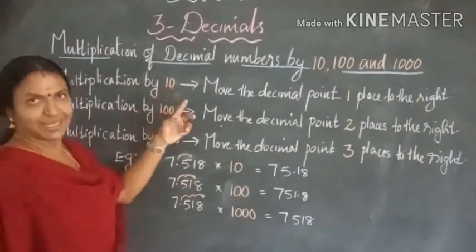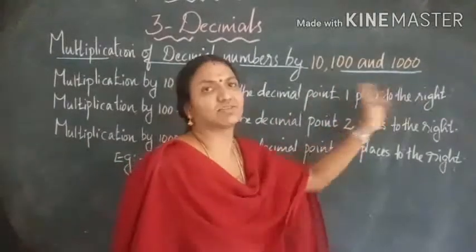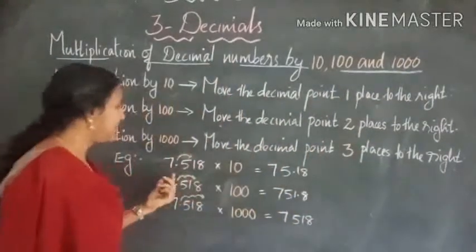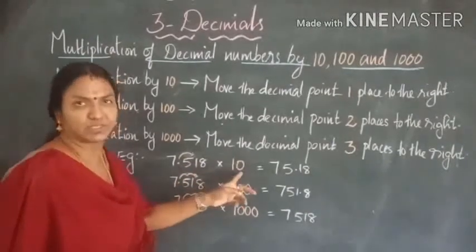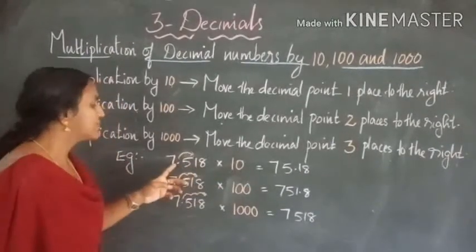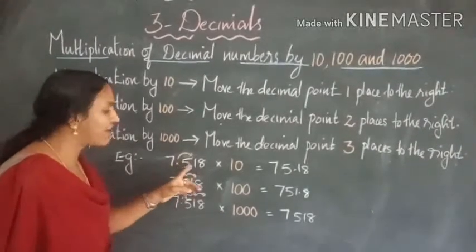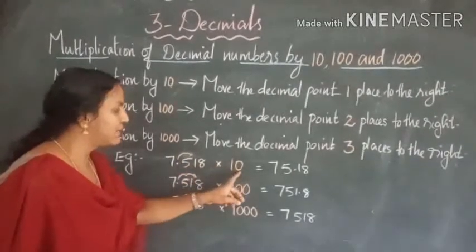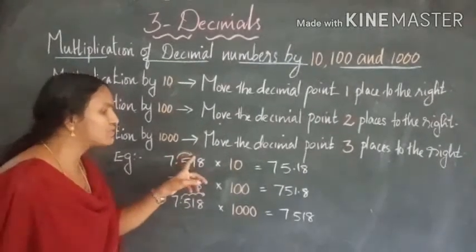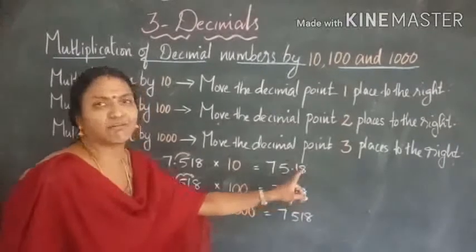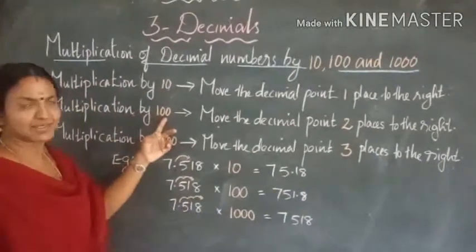Multiplication by 10. Move the decimal point 1 place to the right. For example, 7.518 into 10. Here, the decimal point is after 7. So, 7.518 into 10 means move the decimal point 1 place to the right. So, 75.18.